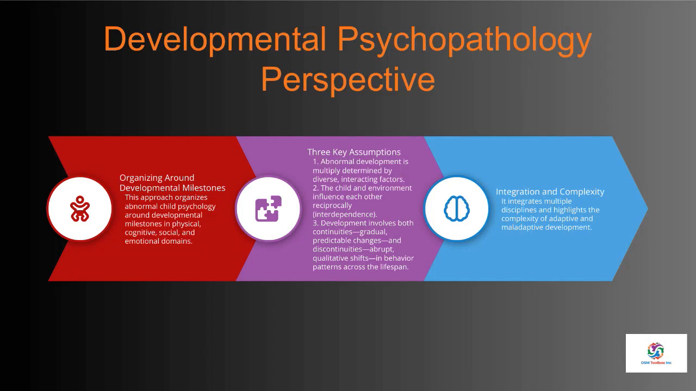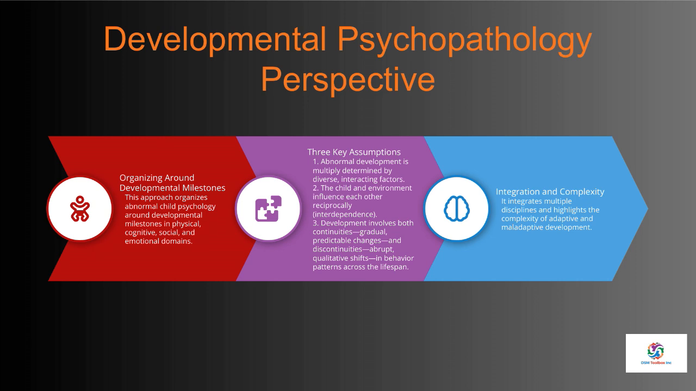When we look at developmental psychopathology, we focus on how abnormal child psychology ties into key developmental milestones across physical, cognitive, social, and emotional areas. This perspective is built on three important assumptions. First, abnormal development doesn't have a single cause. It's influenced by multiple interacting factors.